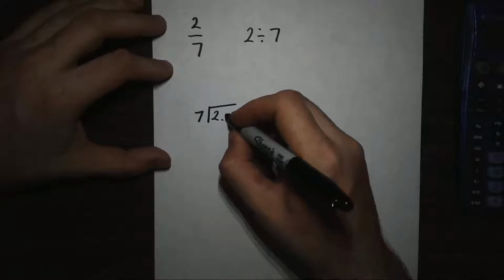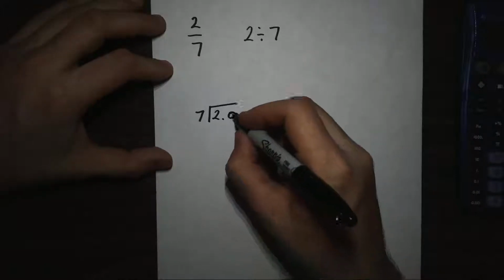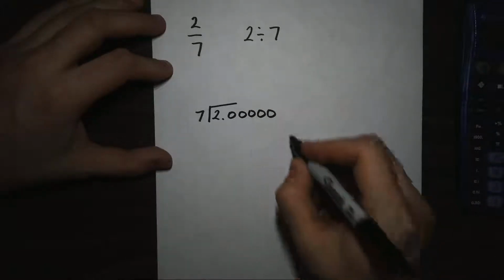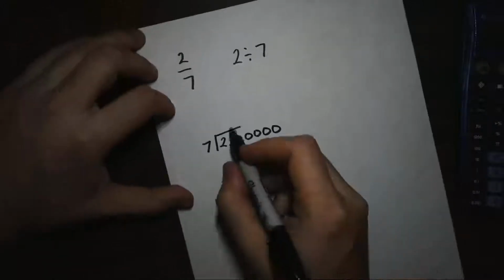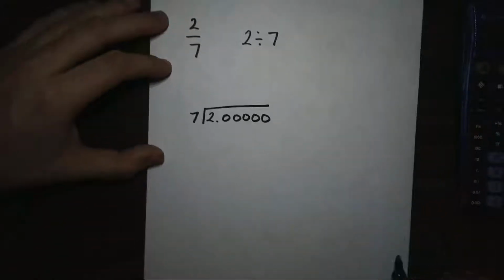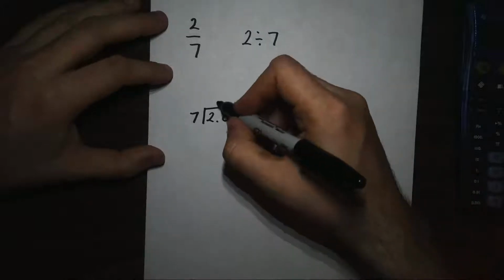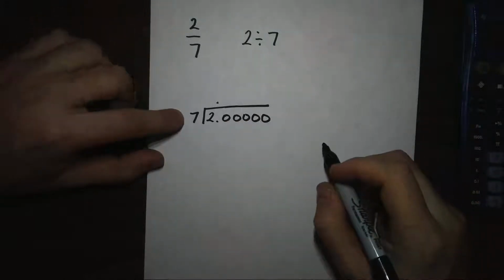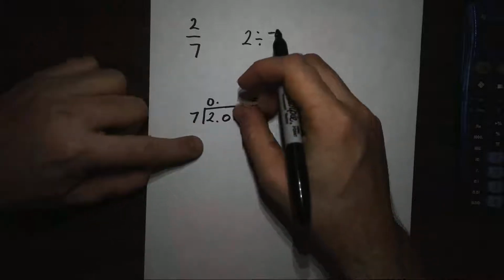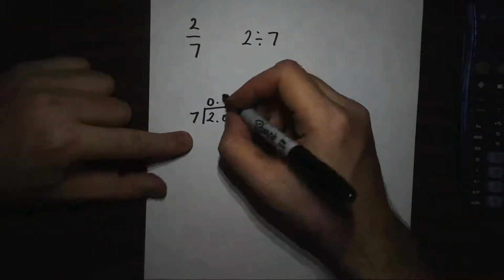We can give this a decimal, and we can give it as many zeros as we want. I can give it 1,000 zeros after the 0 if I really want to. And that's kind of what your calculator does. So we're going to go ahead and start dividing. 7 does not go into 2, but it does go into 20. It goes into 20 2 times.